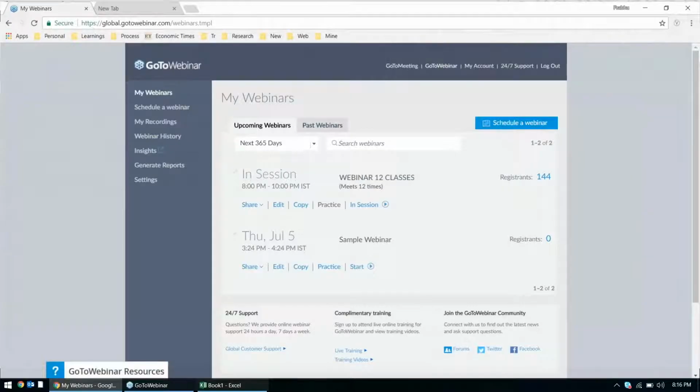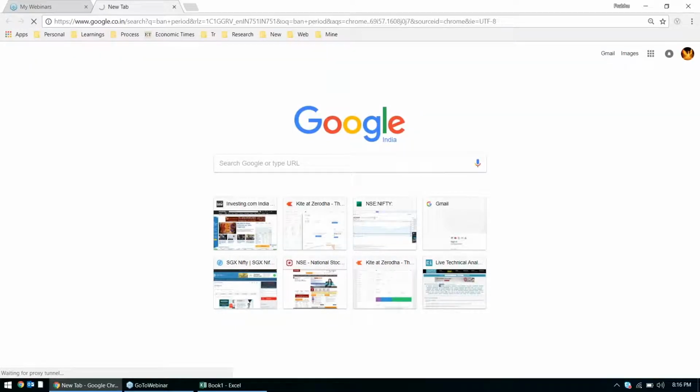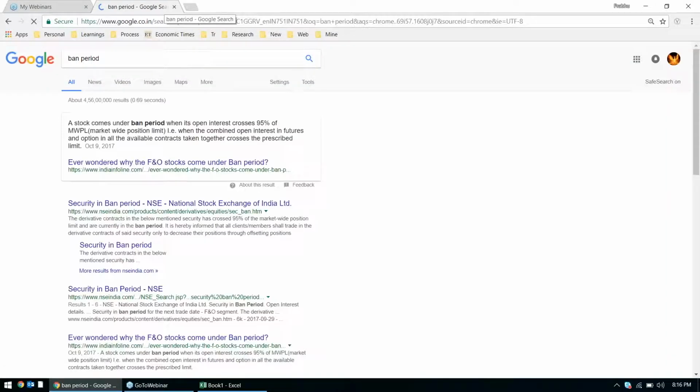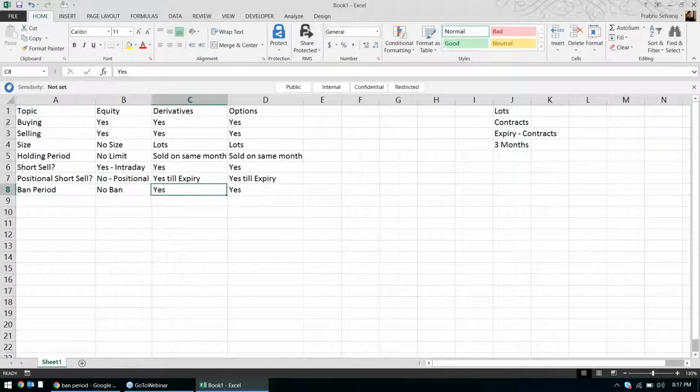Ban period means if the overall open positions of an allowed security cross more than 95% of the limit, it is called the market wide position limit, and the security goes under ban. For example, if the company is allowed 100 stocks of trading, and 95 stocks have been taken positionally by all the people, then the security will go on a ban.